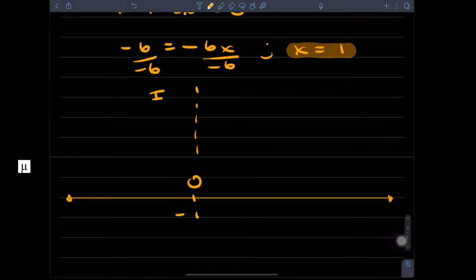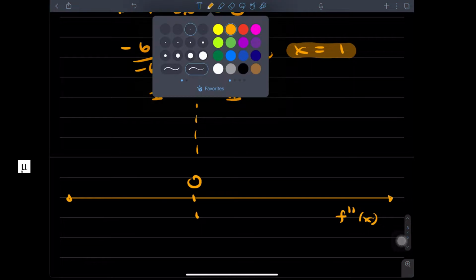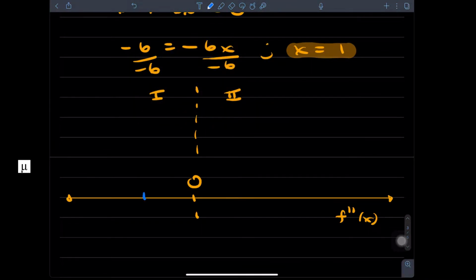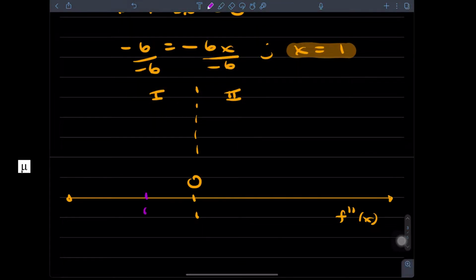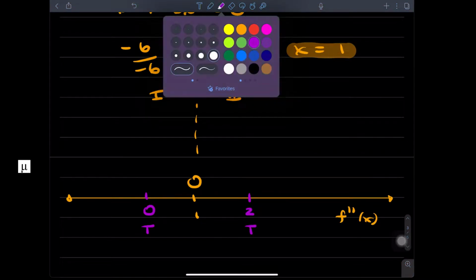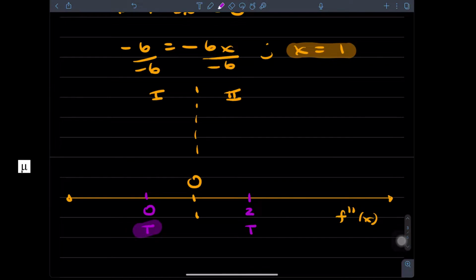So at 1, what do you guys know? You have the second derivative. This is the second derivative now. That second derivative is 0. Okay, you guys okay with that? Oops, positive 1, not negative 1. Okay. Now give me a number to the left. What's to the left of 1? 0. What's to the right of 1? 2. What do we call these here? Test points.